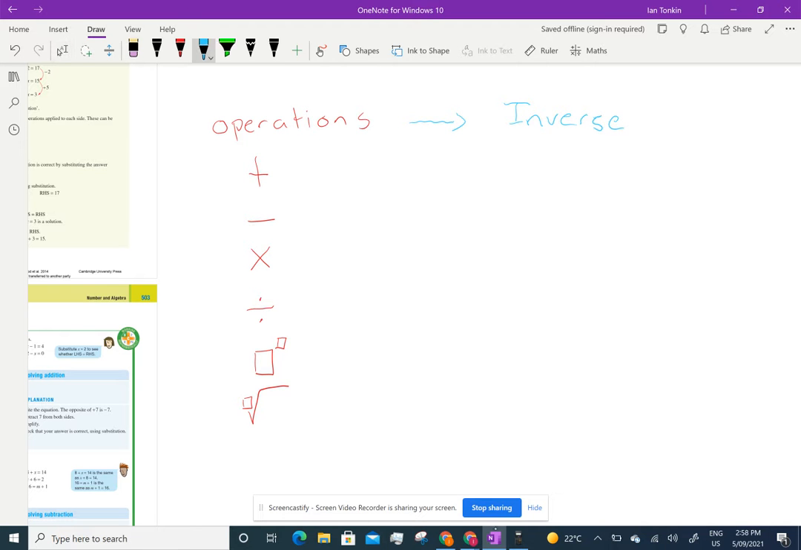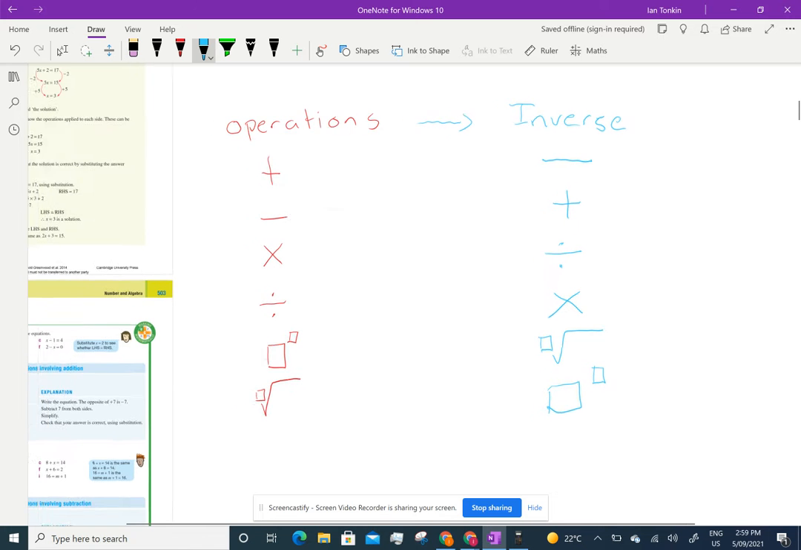So to undo adding, well, we minus. To undo minusing, we add. To undo multiplying, we divide. To undo dividing, we multiply. To undo raising something to a power, well, we take the root. And to undo something being rooted, or square root, cube root, we raise it to a power. And there are our basic operations and our inverse operations. You must know what the inverse operation is.